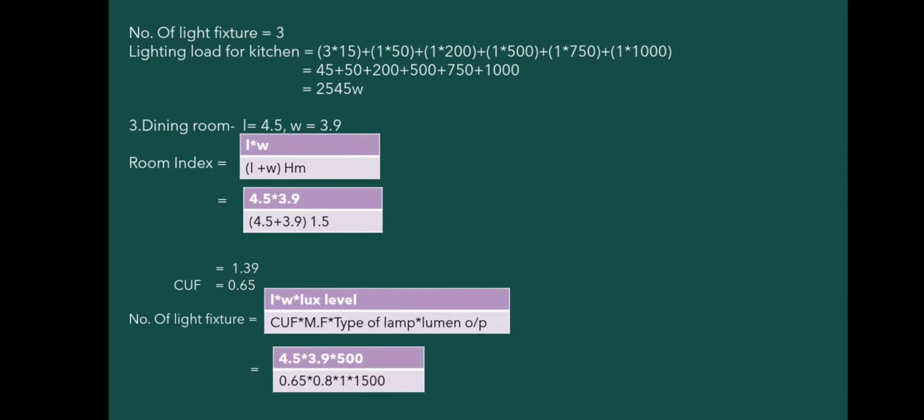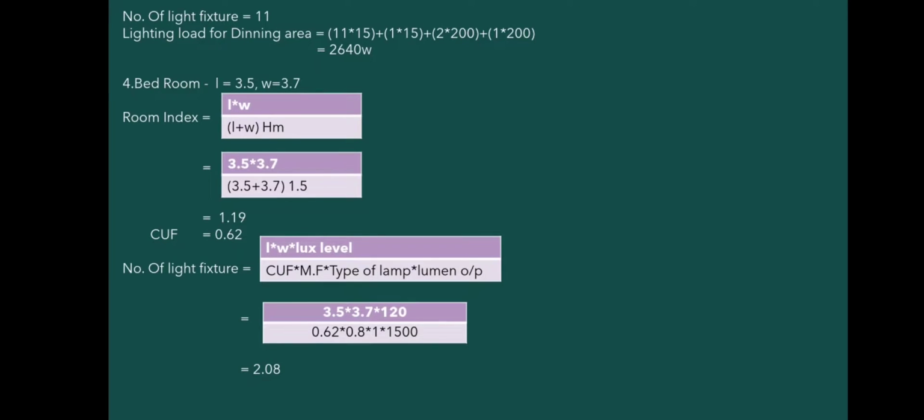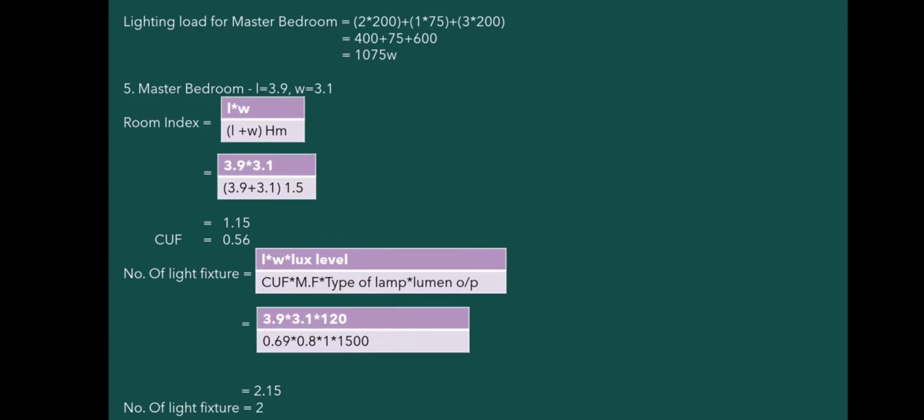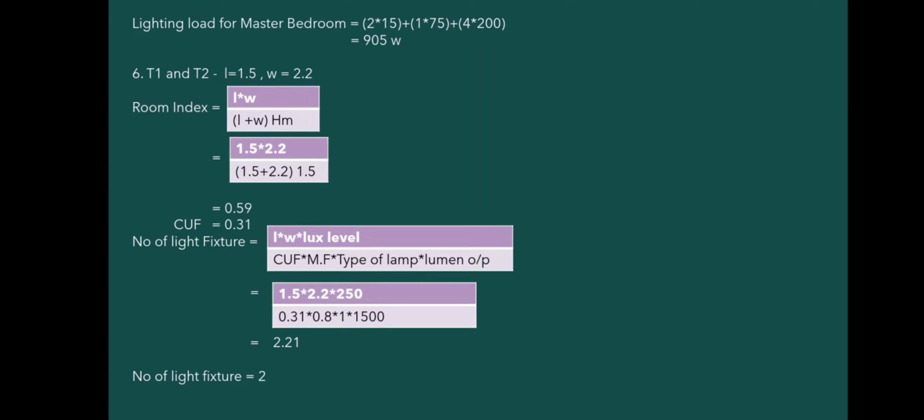Here are the calculations for the kitchen. In this slide, the calculation for the dining room. Here we can see the calculations for the bedroom. In this slide we can see the calculations for the master bedroom clearly. In this slide we can see the calculations for the toilet and bathroom clearly.